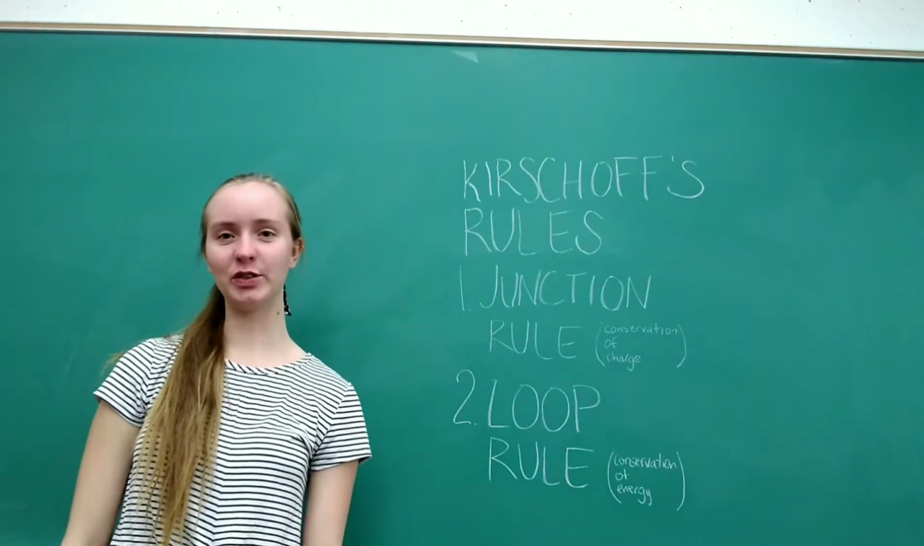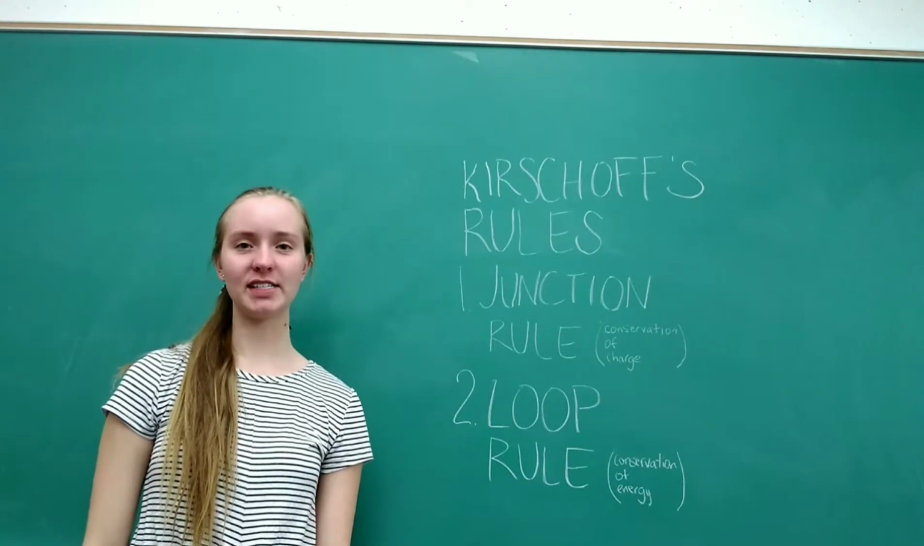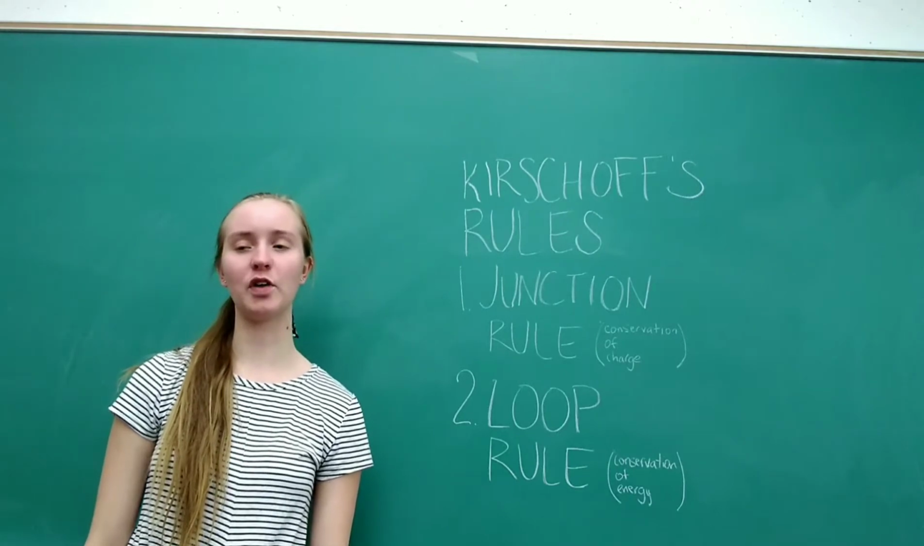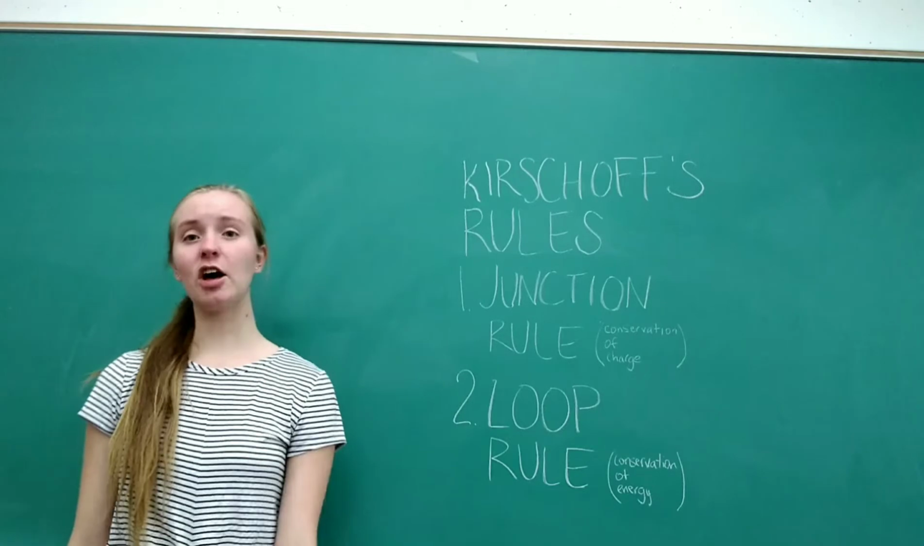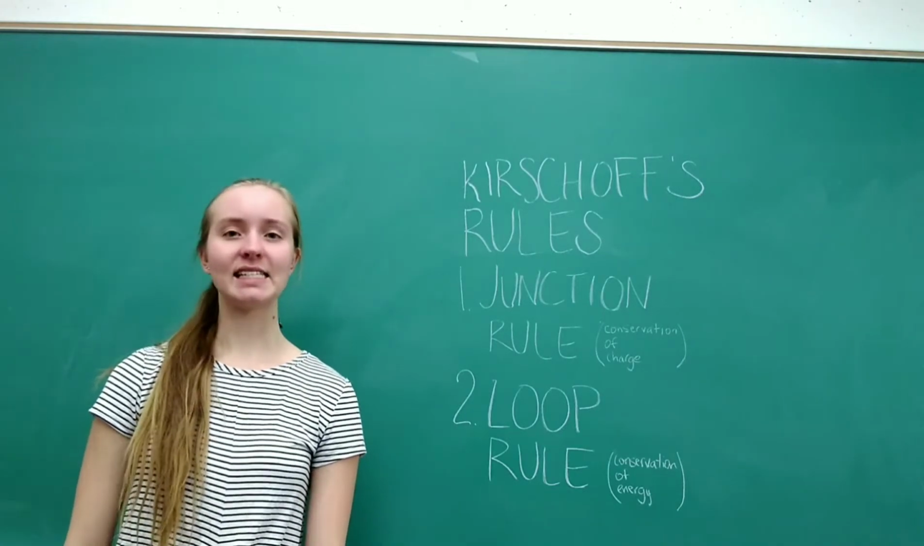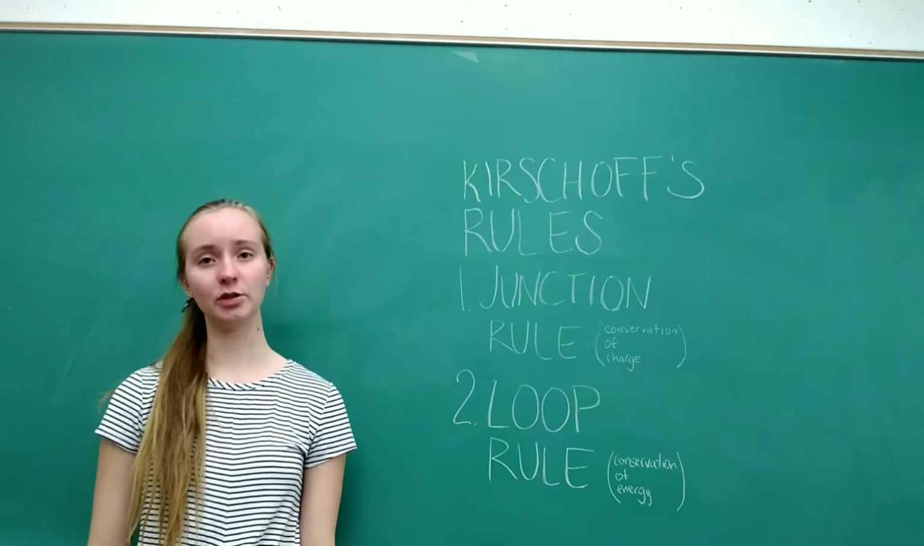Kirchhoff's first rule, the junction rule, applies the law of the conservation of charge. It states that the sum of all currents entering a junction must equal the sum of all currents leaving that same junction. Kirchhoff's second rule, the loop rule, applies the law of the conservation of energy. It states that the algebraic sum of changes in potential around any closed circuit path or loop must be equal to 0.